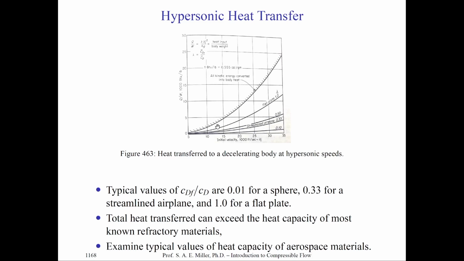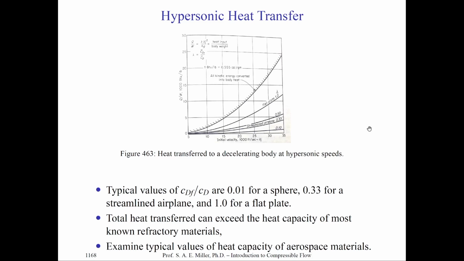So this is an asymptotic value. You can never have more heating than this particular line for these values of G and W for the particular aerodynamic body. Typically in most vehicles, we'll find, say, a CDF over CD of 0.01 for a sphere, 0.33 for a streamlined airplane, and maybe 1.0 for a flat plate.